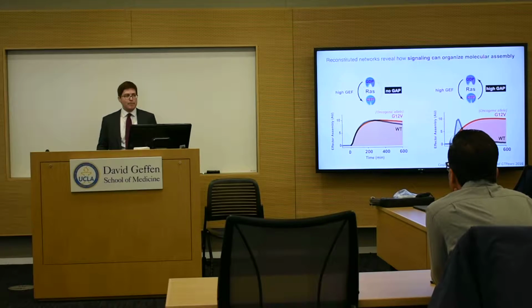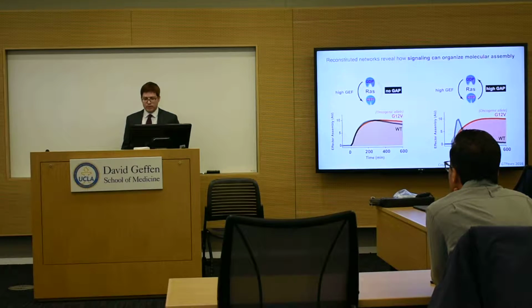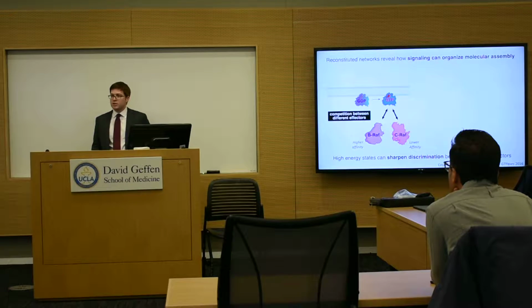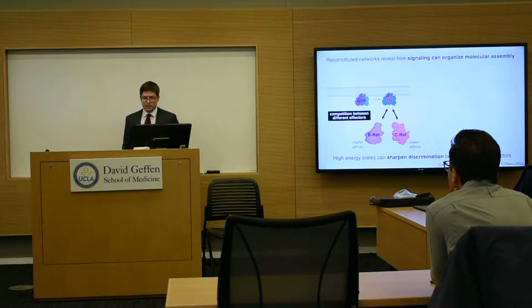And so why might cells ever operate in these high-energy regimes if a single point mutant can completely short-circuit your intended assembly program? Well, it turns out one of the things these high-energy states can do for cells is they can actually sharpen the discrimination between competing effectors.